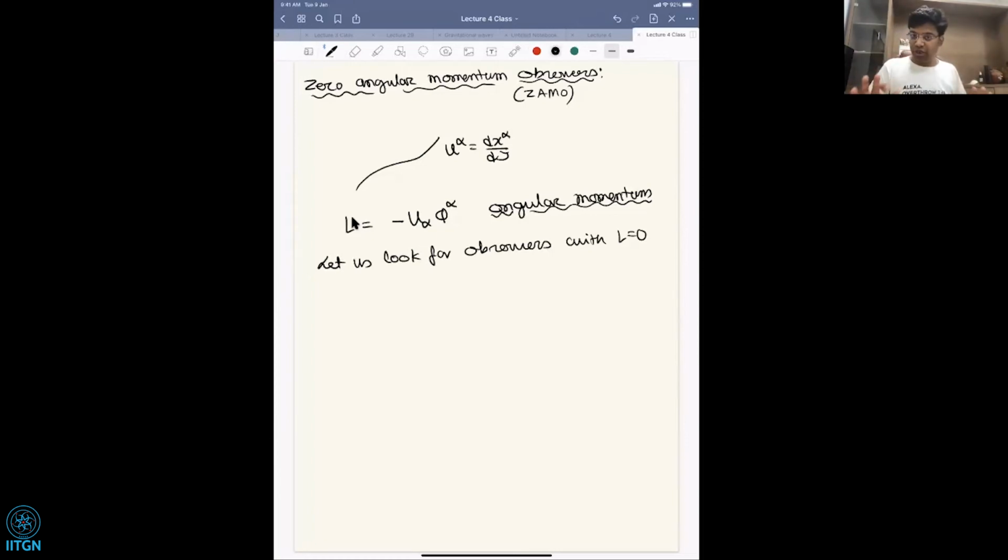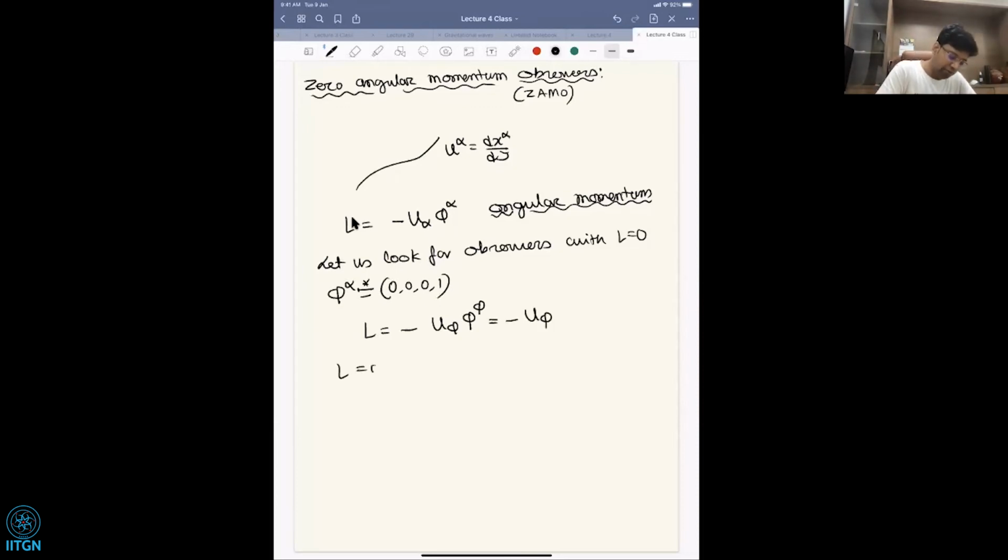Okay. So energy is not conserved. In fact, it turns out ZAMOs in Kerr spacetime are not geodesic observers. They are accelerated observers. So let's say, what is the condition for L to be 0? Now in Boyer-Lindquist coordinates, we have defined this object to be (0, 0, 0, 1), the phi Killing vector. So angular momentum is just minus u phi, since phi phi is the only term which will survive.